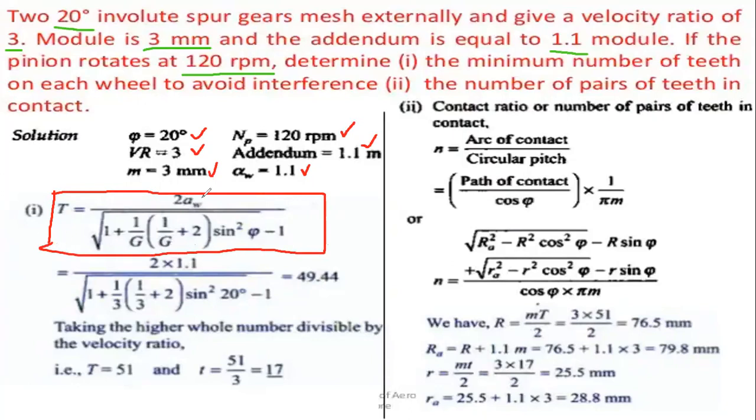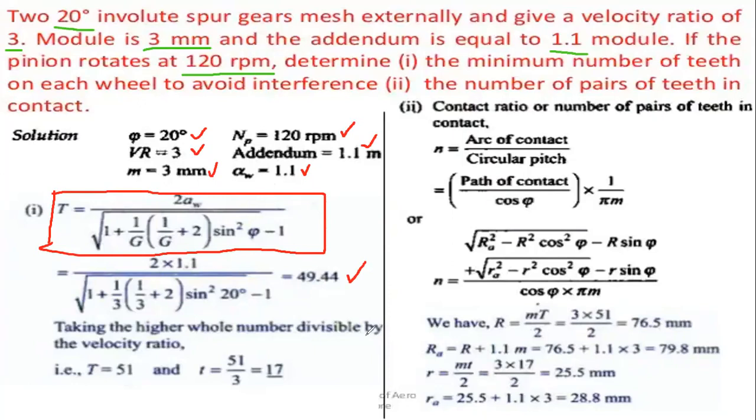Here A_W, the addendum of the wheel, is 1.1, and the G value, that is the gear ratio, is 3, since the velocity ratio is given as 3. The angle phi is 20 degrees. After substituting, we got the value as 49.44.